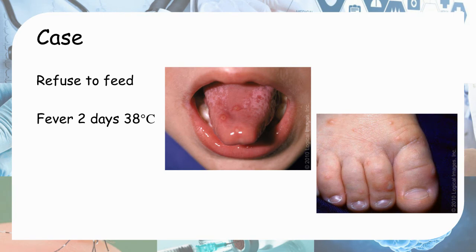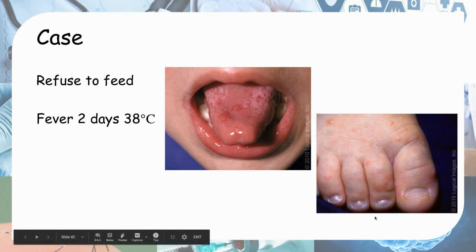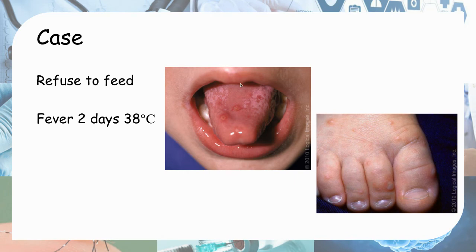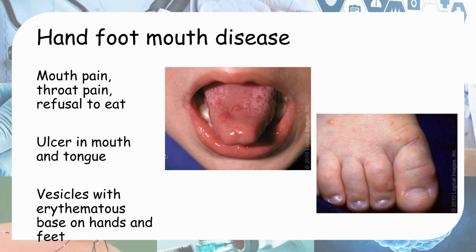There's another case that is not in the classical childhood exanthems. However, it's quite popular as an epidemic going on every 2 to 3 years in Malaysia. This child has ulcers in the mouth, has vesicles in the hands and feet, reduced to eat his food, and has a fever of around 38 degrees Celsius for 2 days. This is hand-foot-mouth disease.